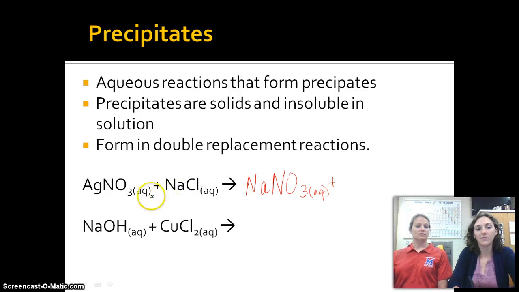Okay, now we've got silver and we've got chlorine that needs a pair. Silver is a +1. Chlorine is a -1, so it's just AgCl. And now, let's look at the exception rule for halide. Yeah, number 4 on your solubility rules, silver halides are insoluble. So that's going to form, or precipitate, your solid.